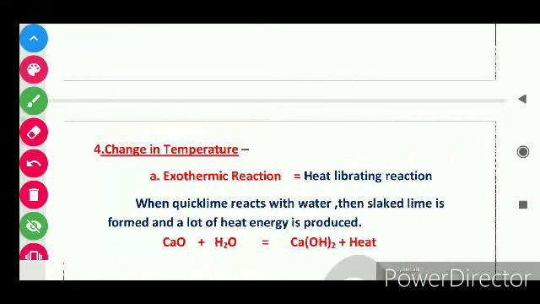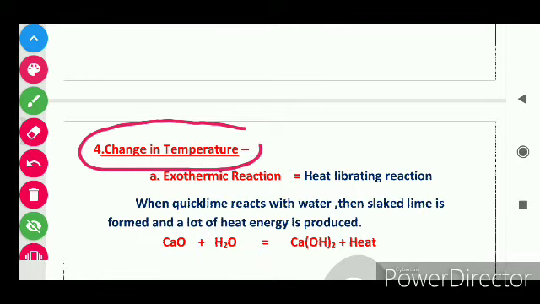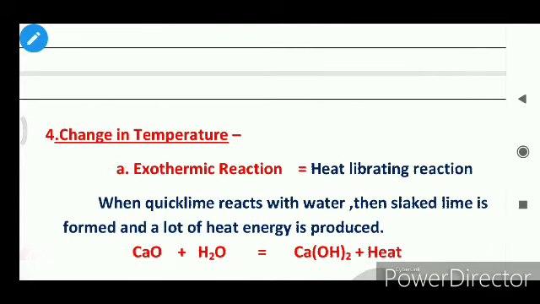Property number 4 of a chemical reaction is change in temperature. Some chemical reactions are characterized by a change in temperature. This is the fourth property of chemical reaction.